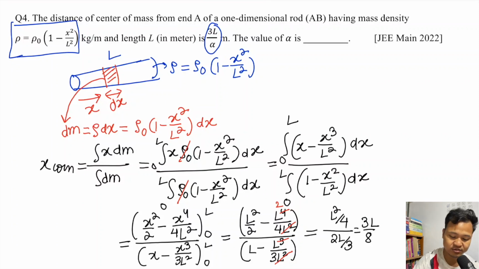So this is alpha, which is 3 by 8. This integral type question.